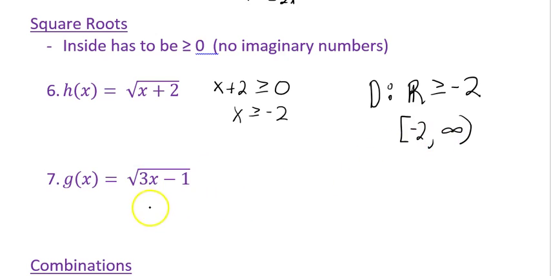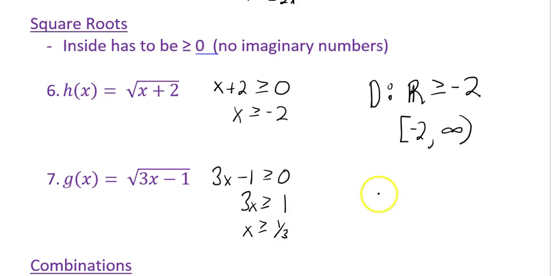Alright, if we move to example 7, again, I just set the inside greater than or equal to 0. Here I'm going to add 1 and divide by 3. So x has to be greater than or equal to 1/3. And again, that's a really easy move over to the domain. The domain is just all the x's that are greater than or equal to 1/3. So all real numbers greater than or equal to 1/3. Or you could write it in the old notation if you choose.